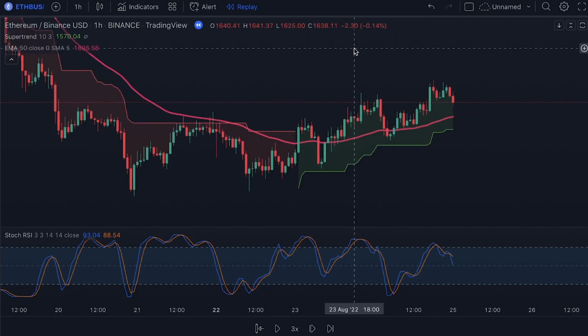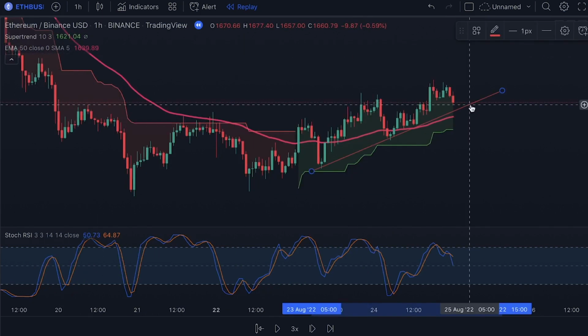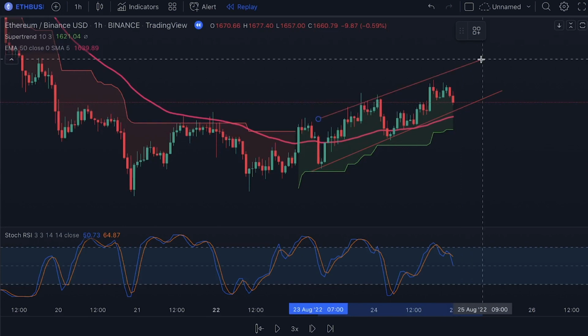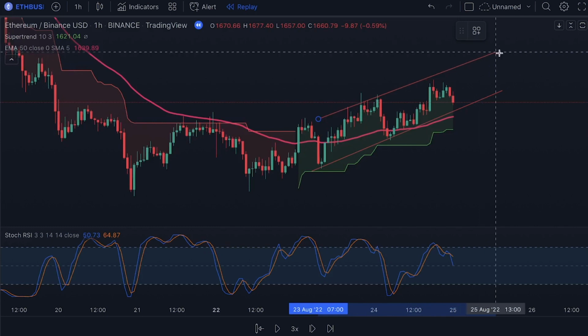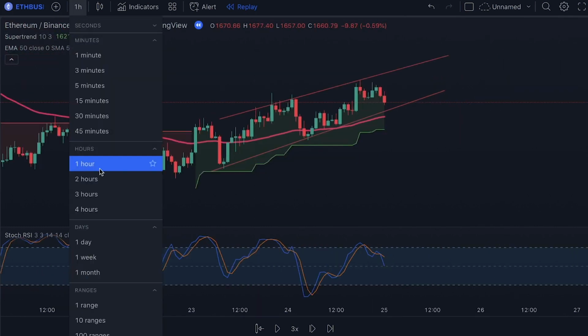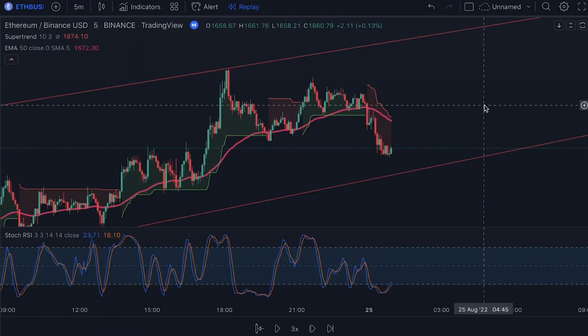So let's go to 1 hour time frame and plot out some trend lines. We're going to draw our lower trend line right here, which will act as our support, and then we're going to draw our upper trend line just like this, connecting two previous highs. Now let's go back to 5-minute time frame, and just with 2 extra lines drawn on the chart like this, the whole strategy changes dramatically.